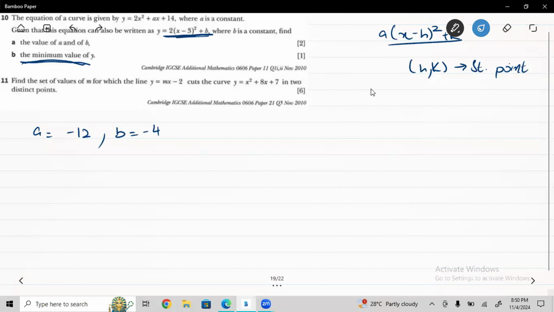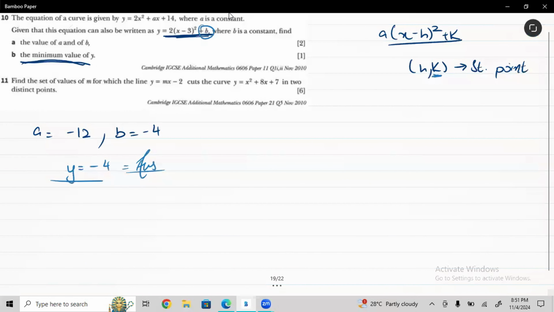Okay. So how do we find the minimum value of y? We say a(x minus h) whole squared plus k. So what's the y value? k is actually representing the y value. And what's k? We already found out b. So k is whatever b is, and it's going to be the minimum value of y. So y is equal to negative 4. And that's it. We found the answer to the second part from the answer to the first part.